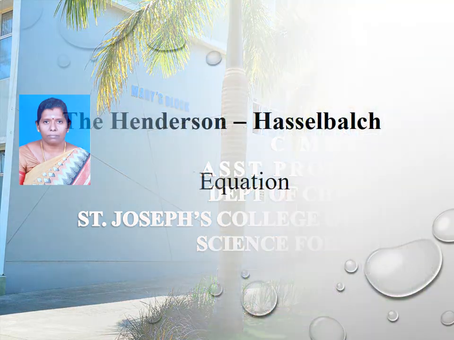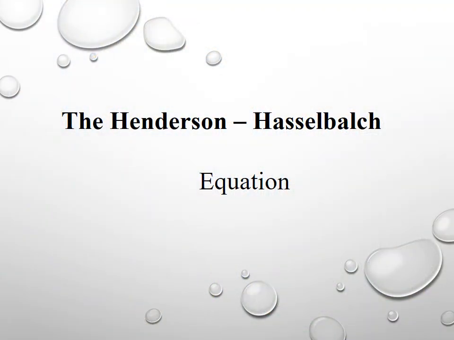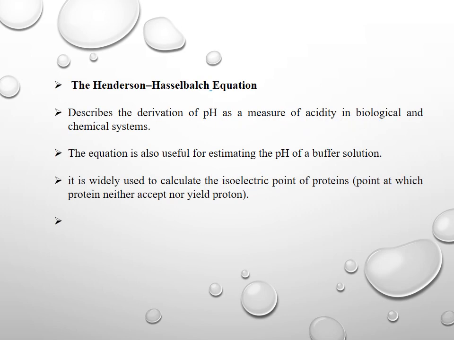We will see about the Henderson-Hasselbalch equation. It describes the derivation of pH as a measure of acidity in biological and chemical systems. The equation is also useful for estimating the pH of a buffer solution. It is widely used to calculate the isoelectric point of proteins, at which a protein either accepts or yields a proton. This equation is mainly used to calculate the pH of the solution.